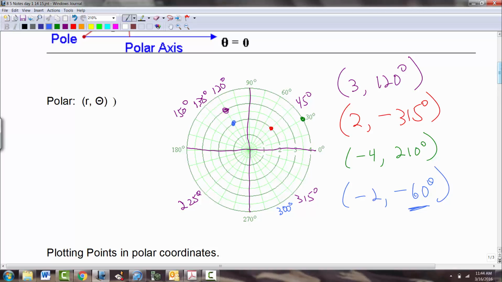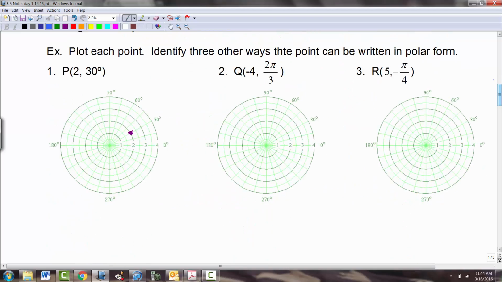Okay, so I don't have time to do all of these. Notice it says plot each point, which I already did, number 1. But then identify 3 other ways the point can be written in this polar form. So I'm going to go over it so fast, your head will be spinning. 2 comma 30. 2 comma 30 right there.